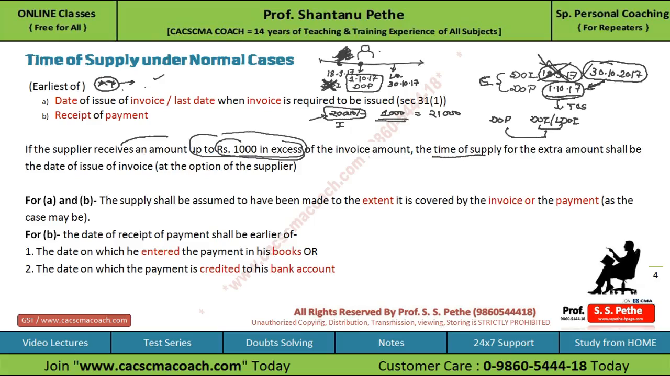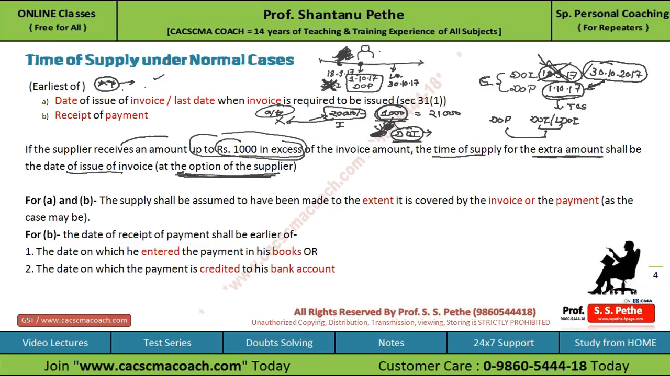Then the time of supply for this extra amount: for the 20,000, this rule A and B, whichever is earlier, will apply. And for this 1,000 extra which he has received, the time of supply will be the date of issue of invoice. Date of invoice will be the time of supply for this 1000 rupees extra he has received for this supply. And this is at the option of the supplier. That is, he has the option that instead of applying the A and B rule, for excess amount which he has received up to 1000, he can take the date of issue of invoice as the time of supply of goods for this 1000 extra amount. So a question can come on this also, and you have to remember this date of issue of invoice will be treated as point of supply, applicable only if he received amount up to 1000 extra.